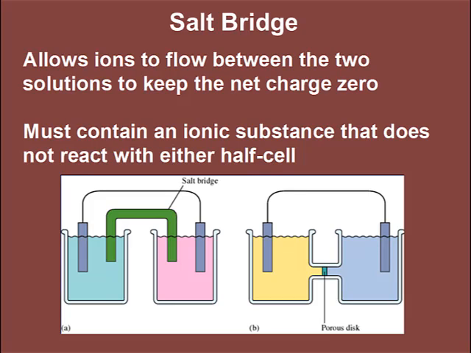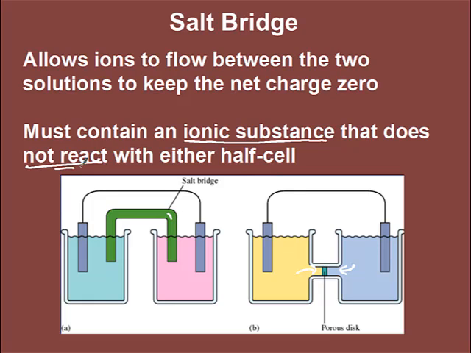A salt bridge allows ions to flow between the two solutions to keep the net charge at 0. We can have a salt bridge like this, where we have a gelatinous mixture of some salt that's not going to react. Sometimes we also just have a porous disc that allows for ions to transfer both ways. Very important that the salt bridge contains an ionic substance that does not react with either half cell. So you want to choose ions in the salt that would normally be spectators.